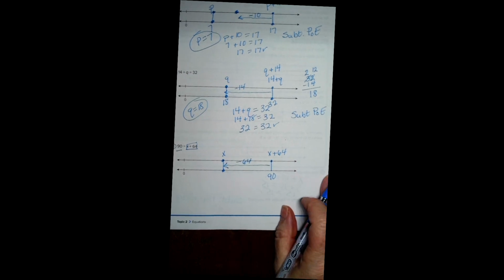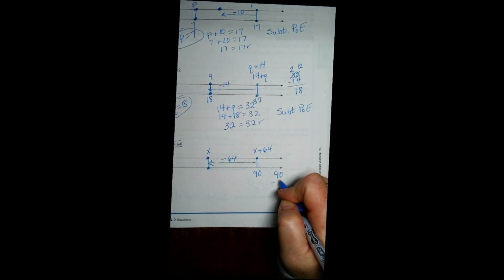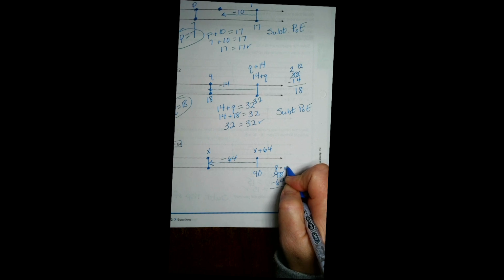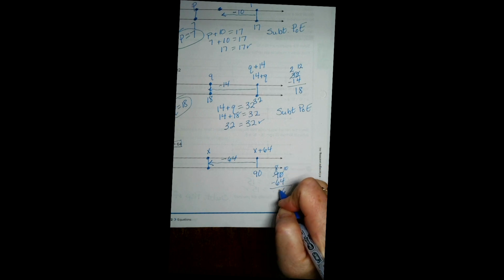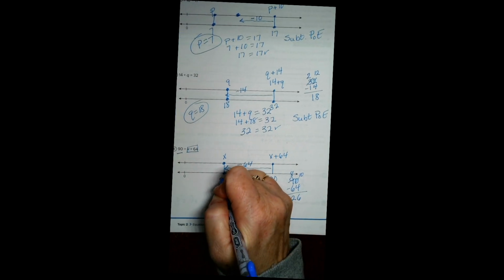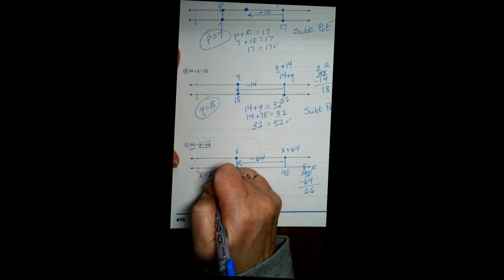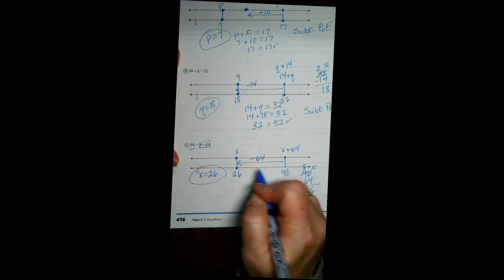So 90 minus 64, here's a regrouping opportunity. Can't do 0 minus 4, so 8, 10. Now 10 minus 4 is 6. 8 minus 6 is 2. So we have 26, so we are saying x equals 26 as our solution.